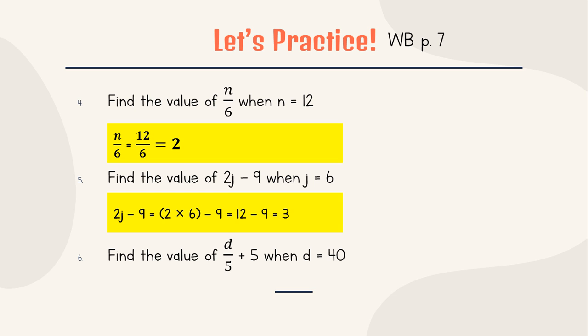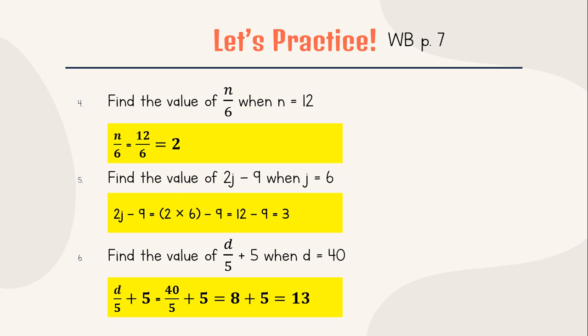Find the value of d per 5 plus 5. Don't forget, d per 5 will be done first before we add the 5. So d is 40. 40 divided by 5 plus 5 is 13. So the answer is 13.